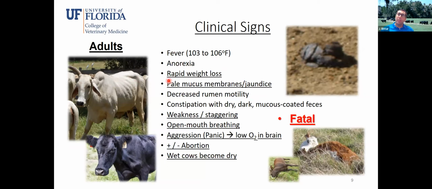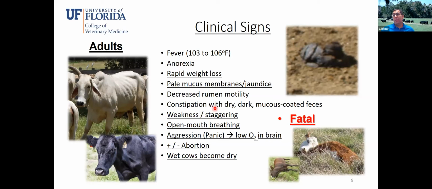You're going to see pale mucous membranes, or in jaundice it's kind of yellowish. When you look in their eye or in the mouth, or if it's a cow, if you go in their vulva and open their lips, you're going to see more yellow than pink. The rumen stops working because they stop eating.